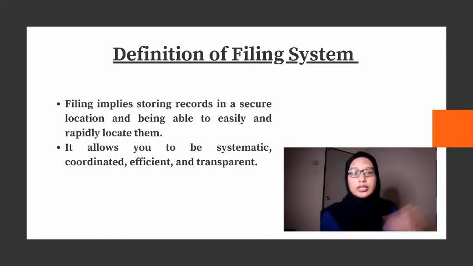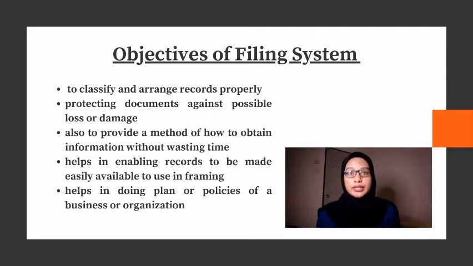There are a few objectives of a filing system, which are to classify and arrange records properly so it will ease the user or the organization itself to find their information when it is needed. The classification of records helps to narrow down places where accurate information can reside. The next objective is that the filing system helps in protecting documents against possible loss or damage, like disasters, fires, floods, earthquakes, bombing, and so on.